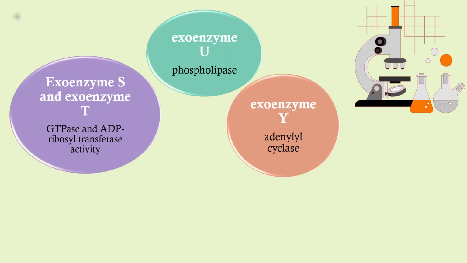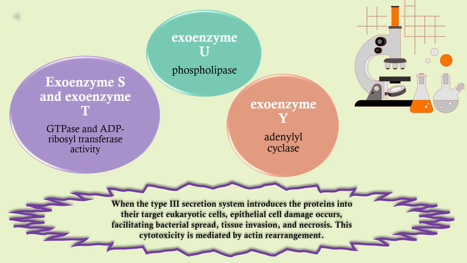In summary, when the type 3 secretion system introduces the proteins into their target eukaryotic cells, epithelial cell damage occurs, facilitating bacterial spread, tissue invasion, and necrosis. This cytotoxicity is mediated by actin rearrangement.